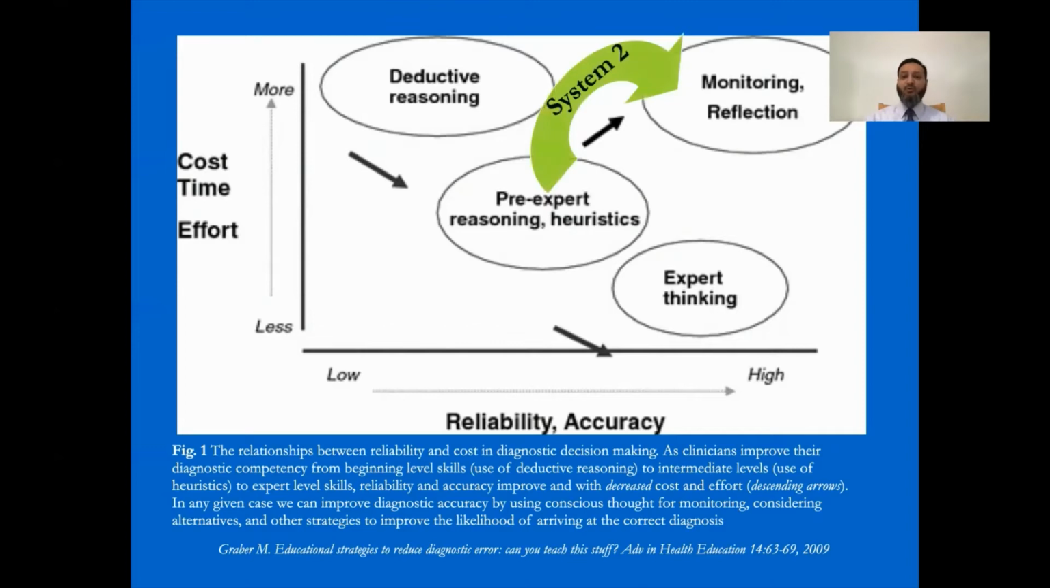So how can we move from the pre-expert phase to this monitoring and reflection, where we are more reliable and accurate in our decision making? Again, that takes effort and time and energy, and that is system 2. So basically, when you use system 2, you are deliberately, analytically, and thoughtfully approaching the patient, and you are reflecting on what's happening with the patient and monitoring the response of the patient, using system 2 to help you make a more reliable and accurate diagnosis. But again, that does take more time and effort and energy, but you can improve your diagnostic reliability and accuracy by using system 2 to help you with that.